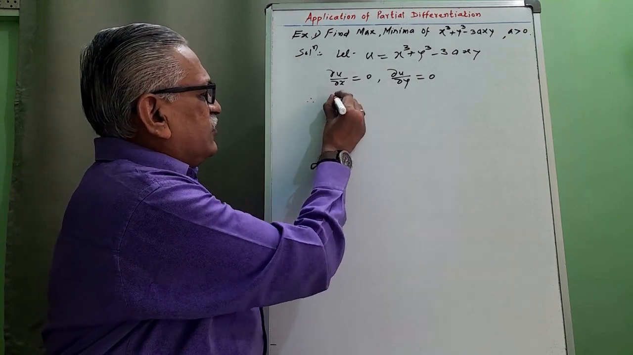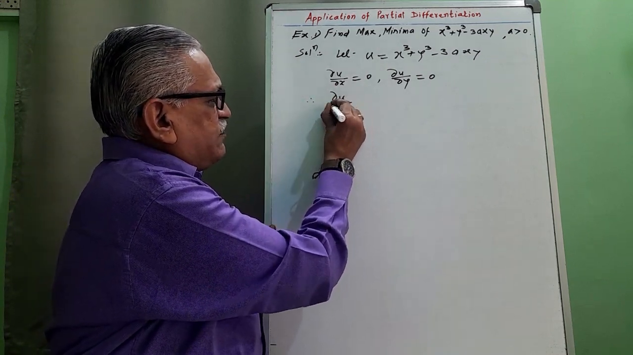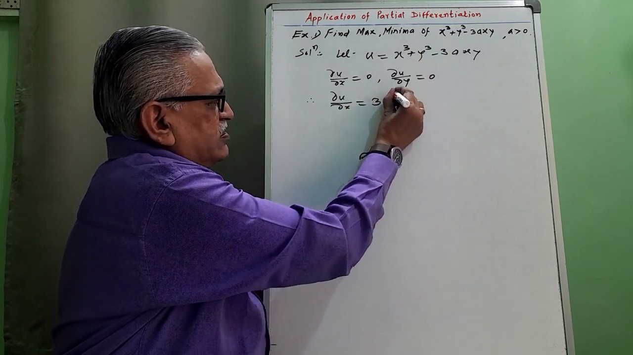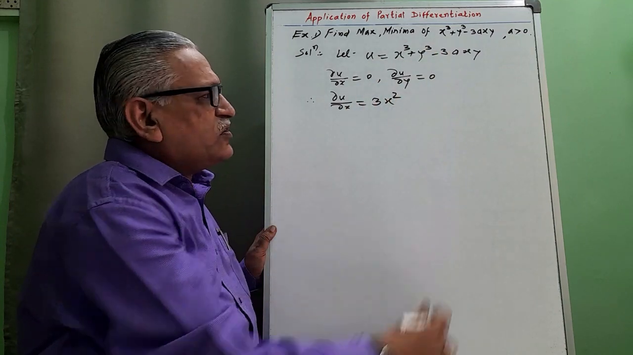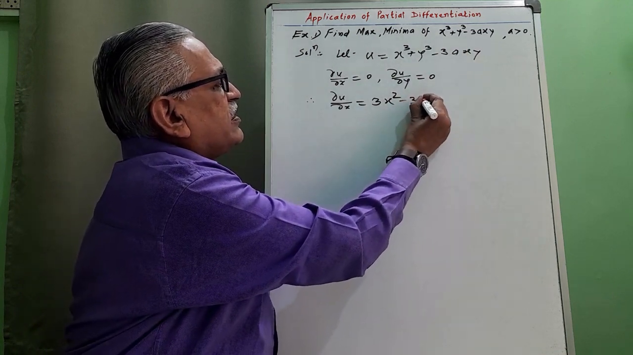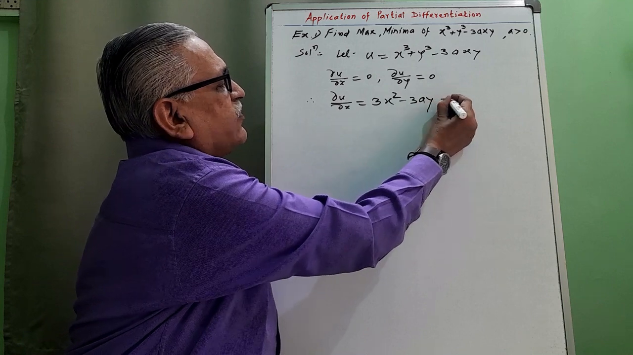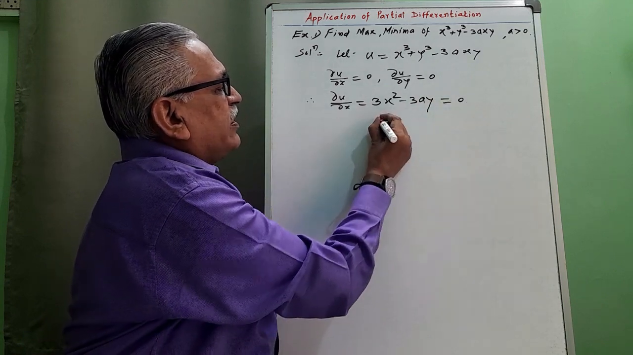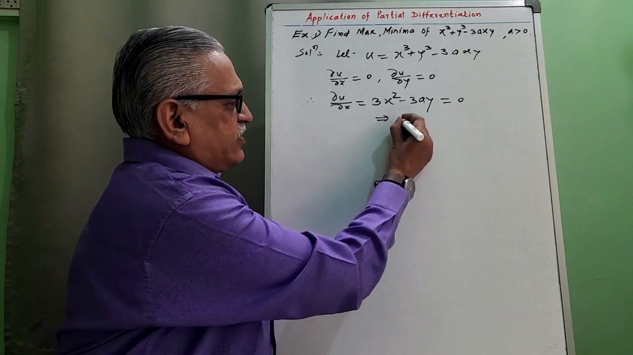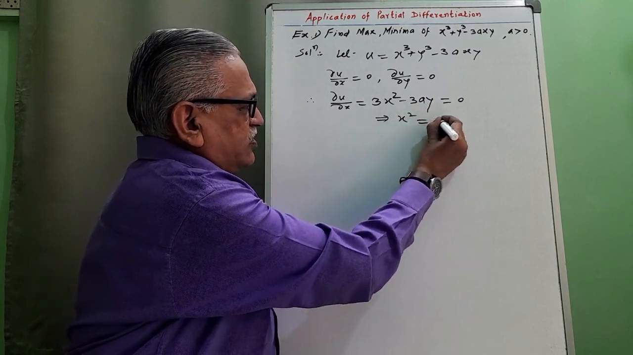Therefore, differentiating u with respect to x, keeping y constant, the derivative of x cube is 3x square, the derivative of y cube is 0, and the differentiation of the last term is minus 3ay, and then equating it to 0. It implies, dividing by 3, we get x square is equal to ay.